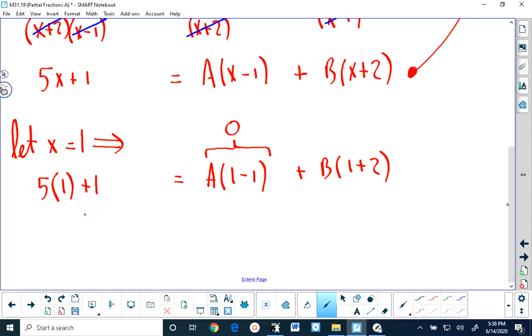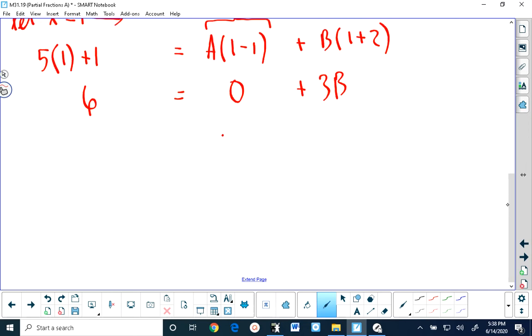On the left-hand side, I have 6. On the right-hand side, I have 0 plus 3B, which means that 3B equals 6. And I can divide both sides by 3 and get B equals 2.